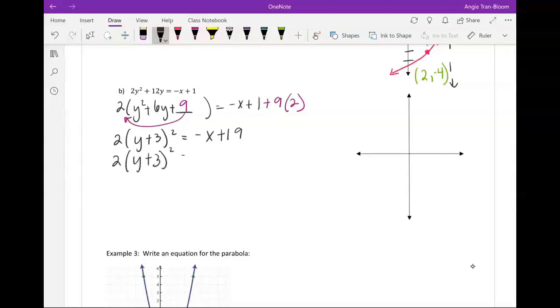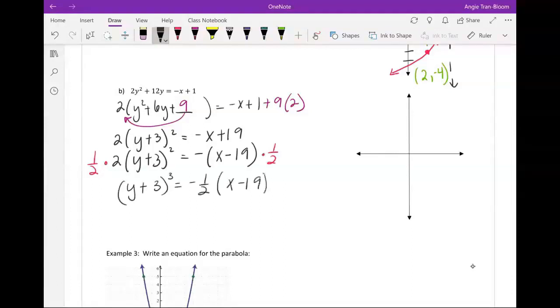But before I do that, I want to factor out a negative 1. So that means I have x minus 19. To get rid of this 2 in the front, I'm going to multiply that by a half. What I do to that side, I do to this side. Here is our equation: (y + 3) squared equals negative 1/2 times (x minus 19). This is our equation. Okay.